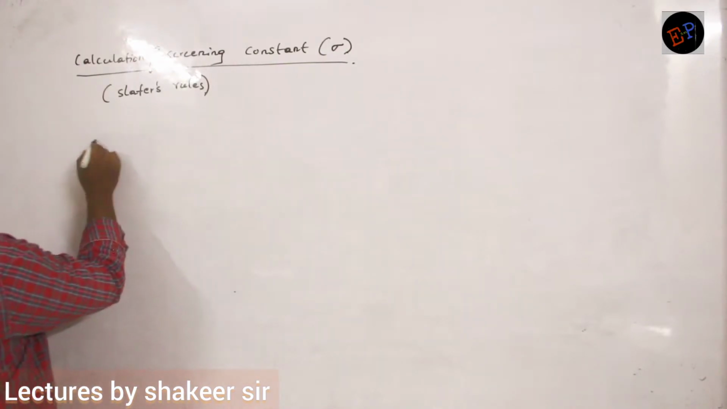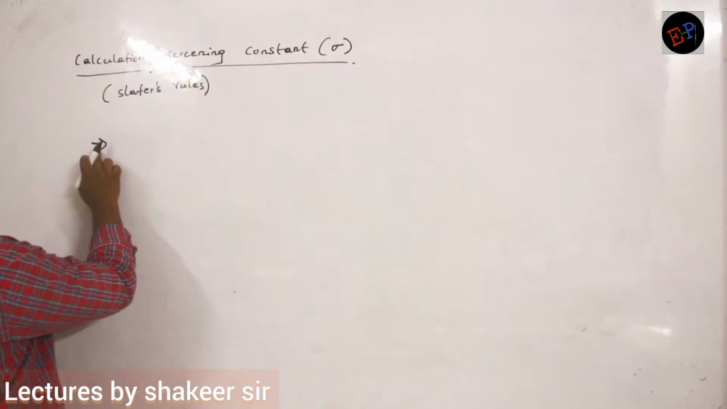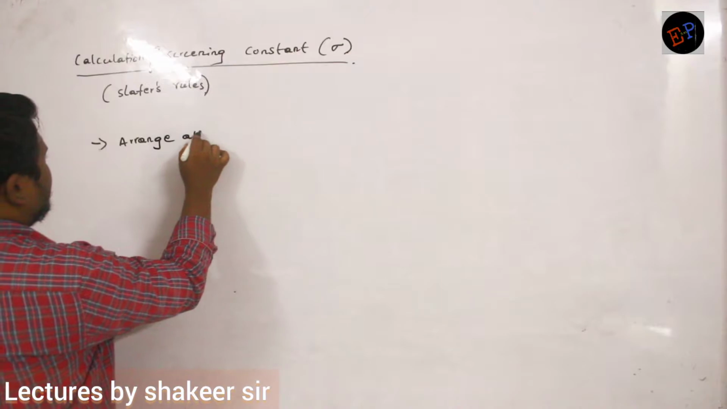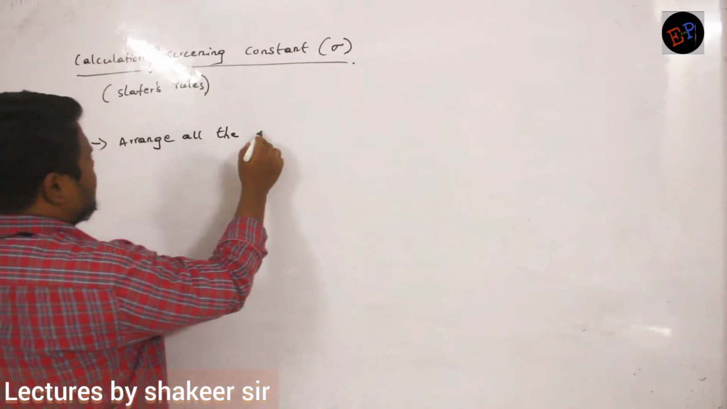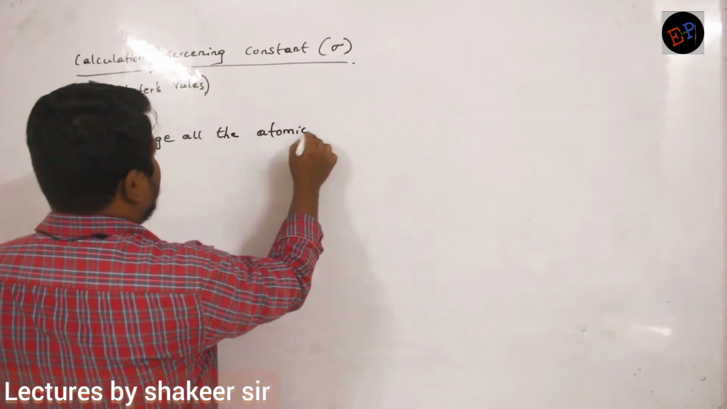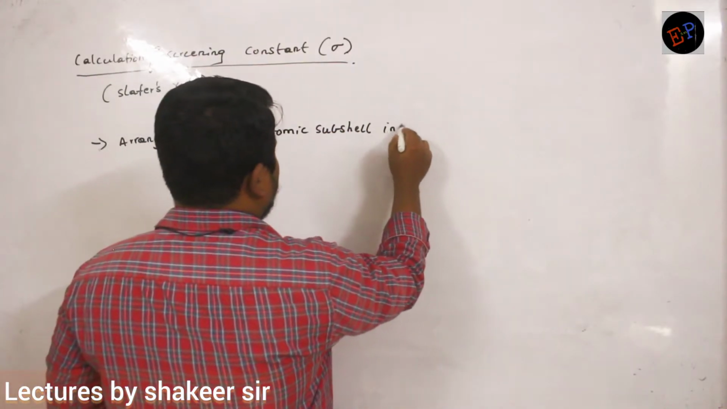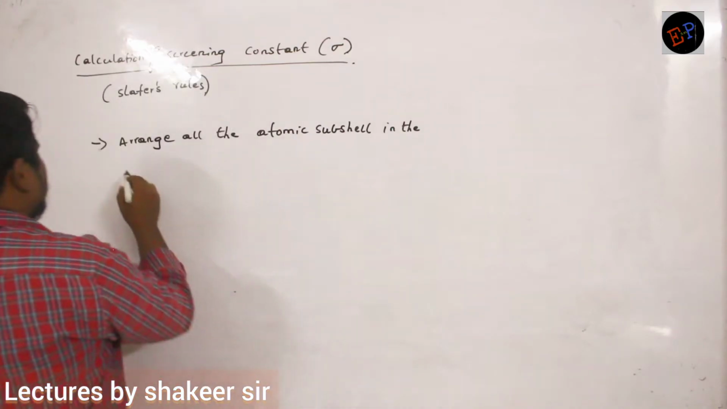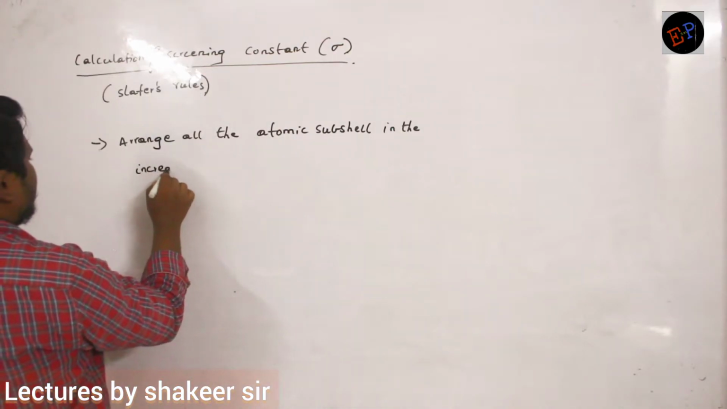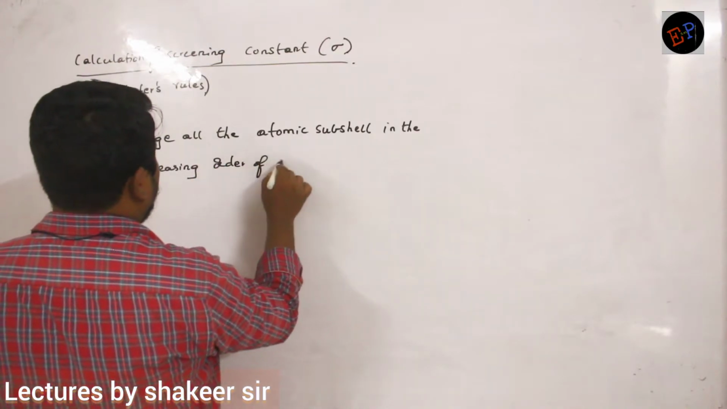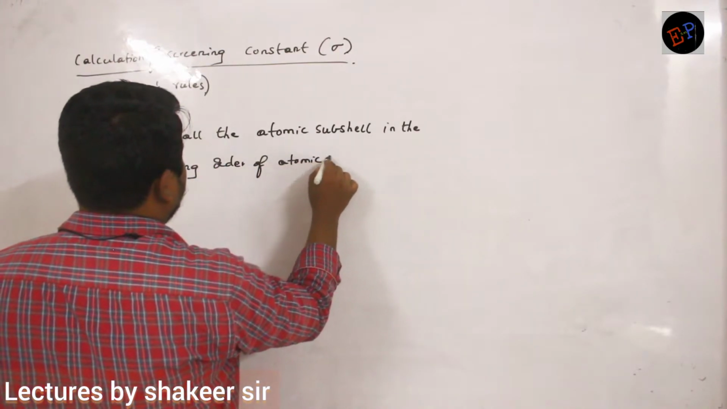Rule number 1 is clear? Arrange all the atomic subshells in the increasing order of atomic radius.